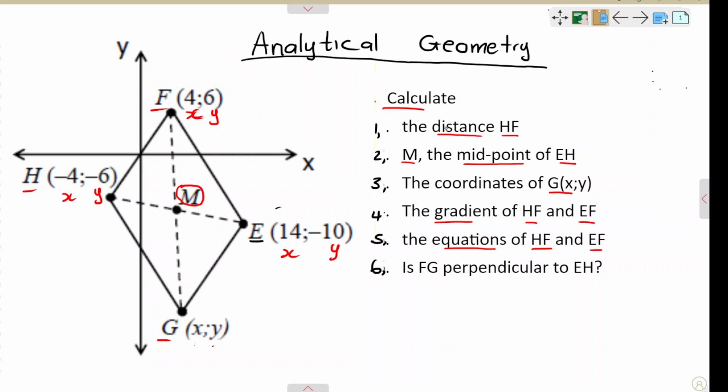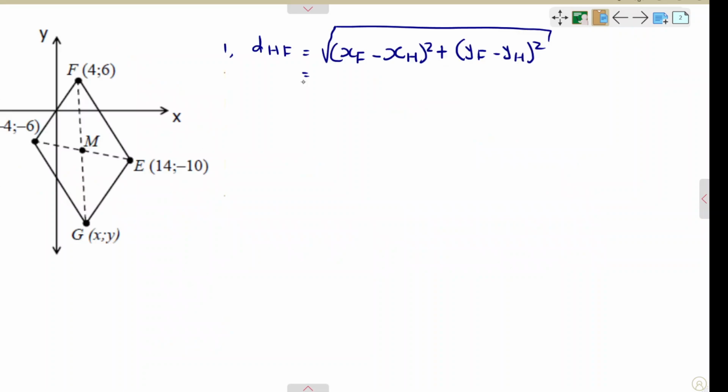So now let's first do number 1, calculate the distance HF. This is the coordinate of H, -4 and -6, and these are the coordinates of F, which is 4 and 6. Now for the distance, we know the formula that we are going to use. The distance between points H and F is the square root of the x of F minus x of H, squared, plus y of F minus y of H, squared.